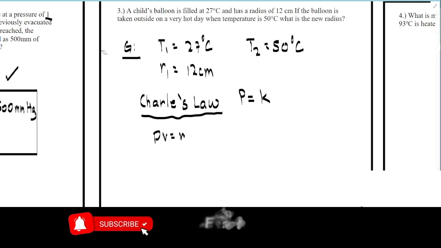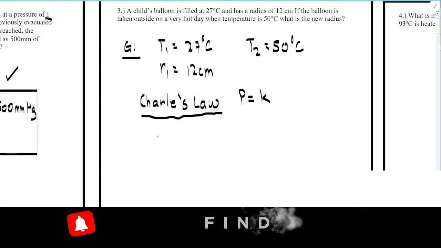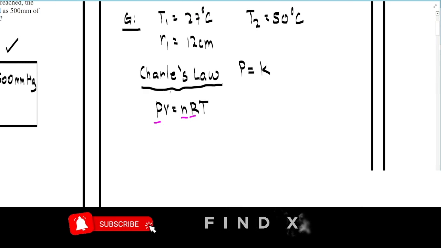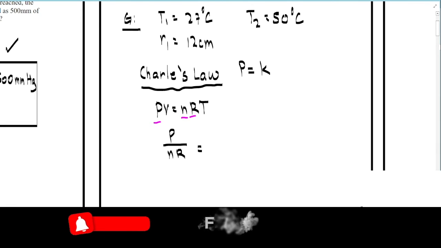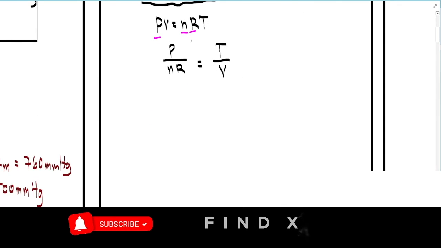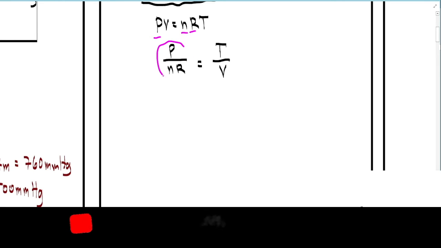So writing again the general formula, PV is equal to nRT. So let's consider again all the constants and the non-constants. As you can see, n and R are constants, and P. So I have to put P, n, and R on one side and V and T on the other side. So cross multiplying it, P over nR is equal to temperature over volume. As you can see, P over nR are constants. Those are all constants.